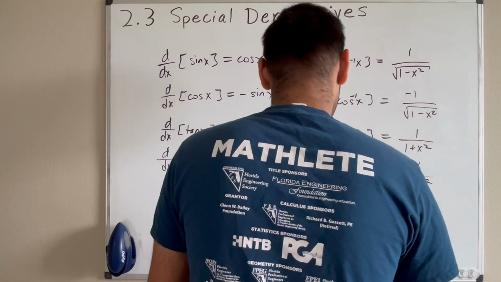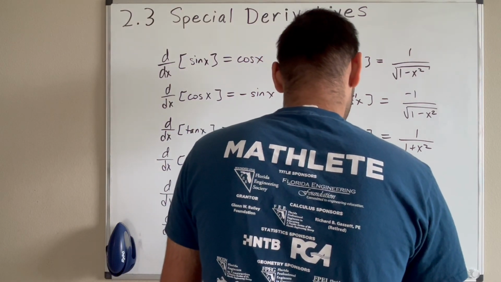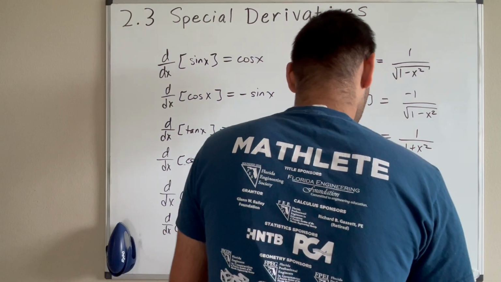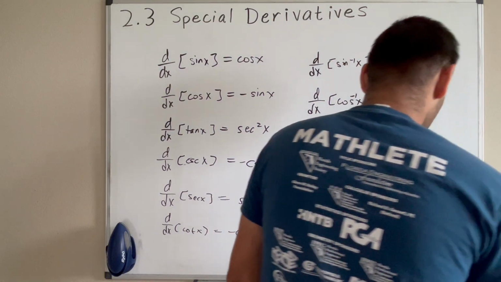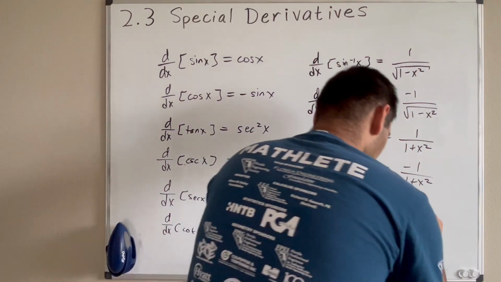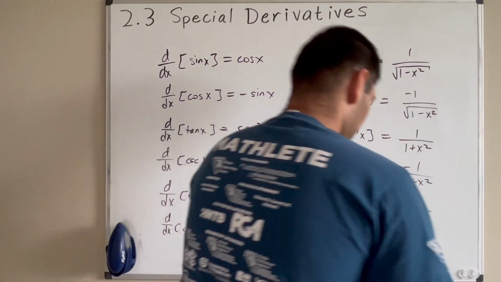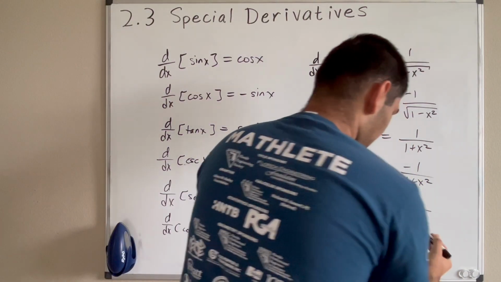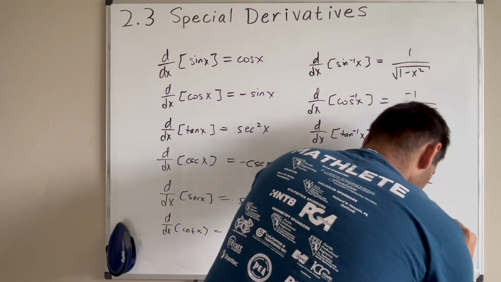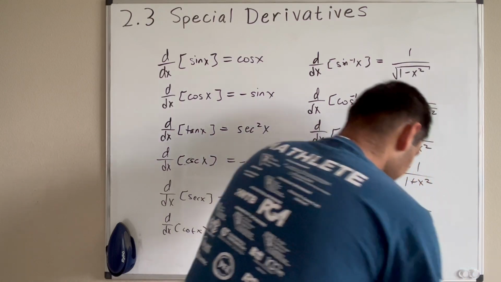And then finally, the derivative of inverse secant is 1 over, this is probably the hairiest one out of them all, and it's really not even that bad, but it's 1 over absolute value x, and then the square root of x squared minus 1.